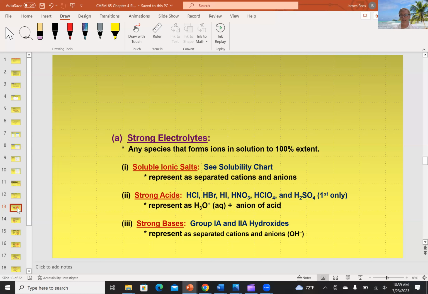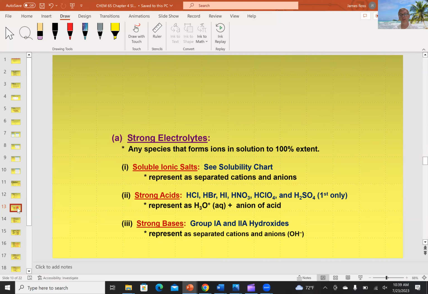Examples of strong acids are HCl, HBr, HI, HNO3, HClO4, H2SO4, but only the first hydrogen. So when we have strong acids, although they separate into H plus and the anion, H plus is not stable. It will immediately interact with a water molecule to make H3O+.